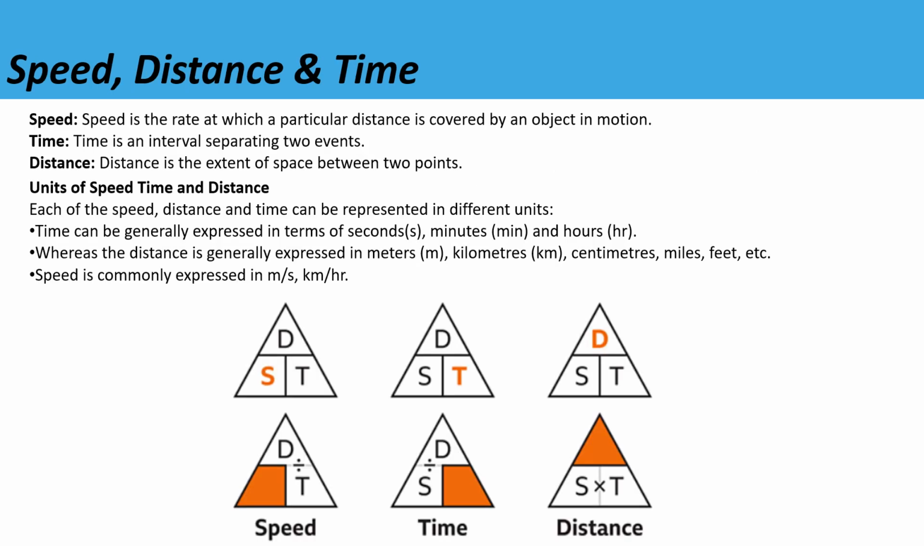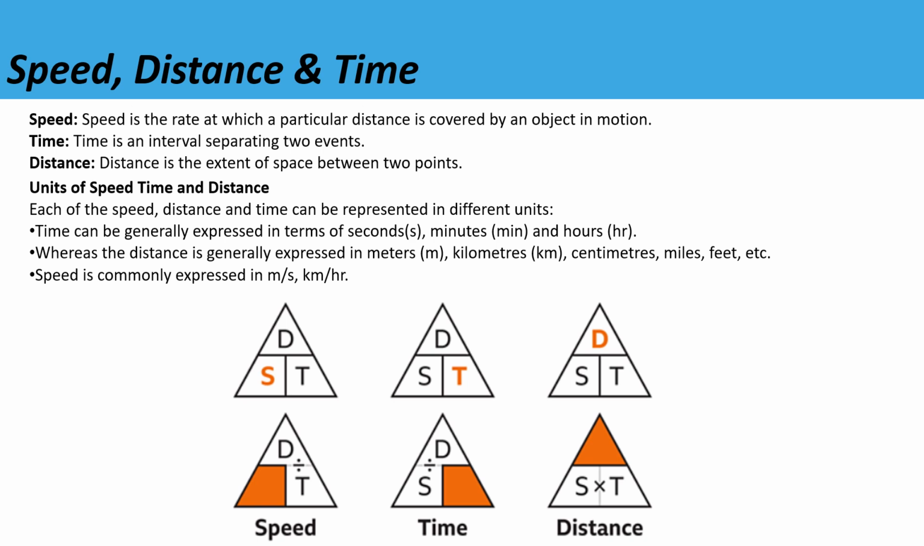Okay, so now let us start with speed, distance and time. So what is speed? Speed is the rate at which a particular distance is covered by an object in motion. Now time is an interval separating two events, and distance is the extent of space between 2 points. Time can be expressed in seconds, minutes and hours, whereas distance can be expressed in meters, kilometers, centimeters, miles, feet, etc. And speed is commonly expressed in meters per second or kilometers per hour.